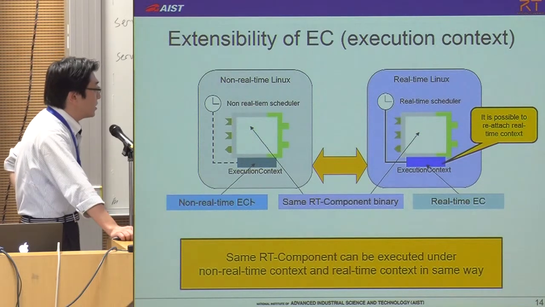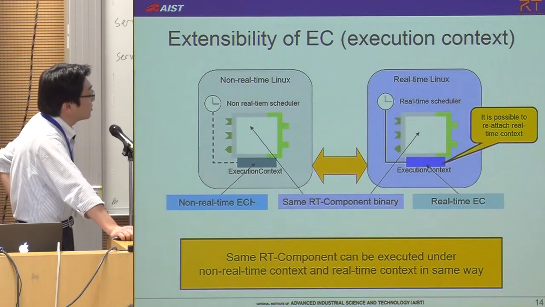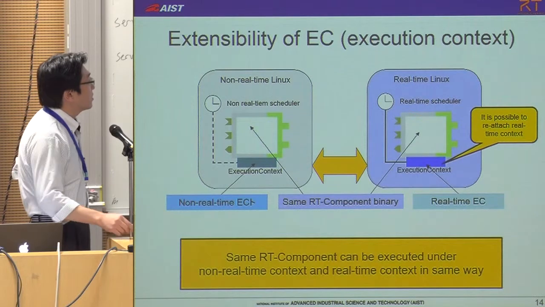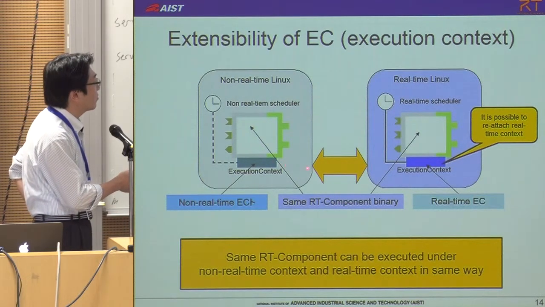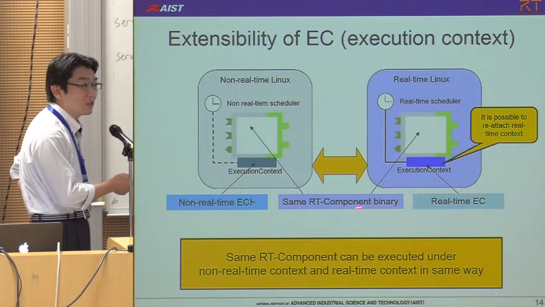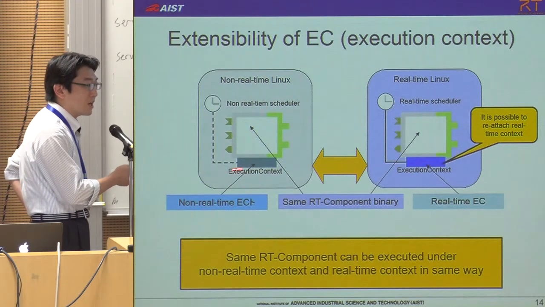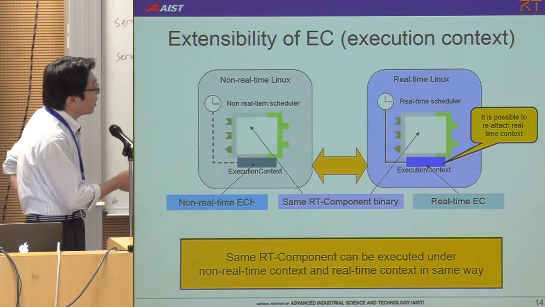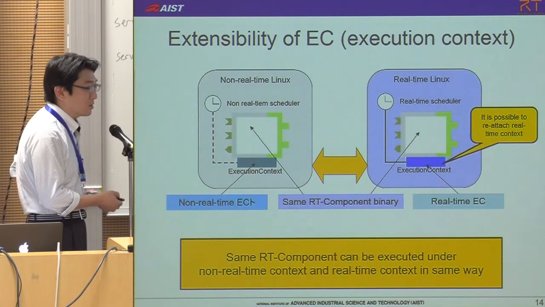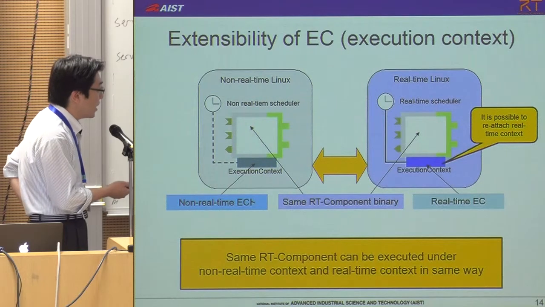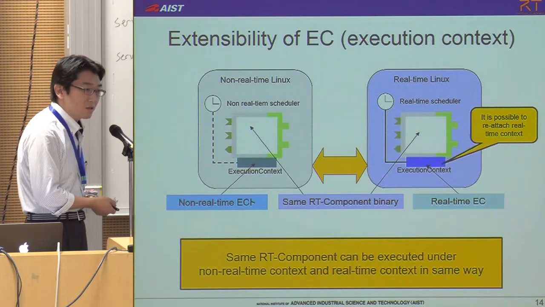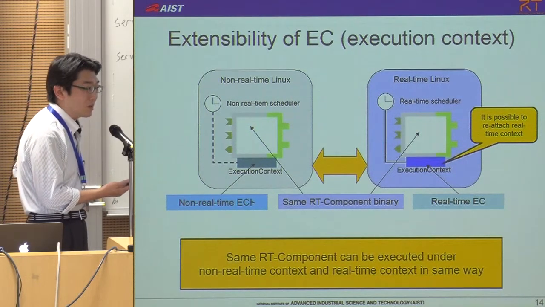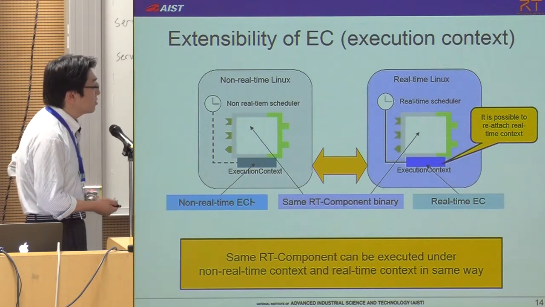So another extensibility of RTC is the execution context. This figure shows that one same component binary can be executed in non-real-time Linux and real-time Linux. So this execution context only supports non-real-time execution, and this execution context executes the component logic in real time if you have a real-time operating system.